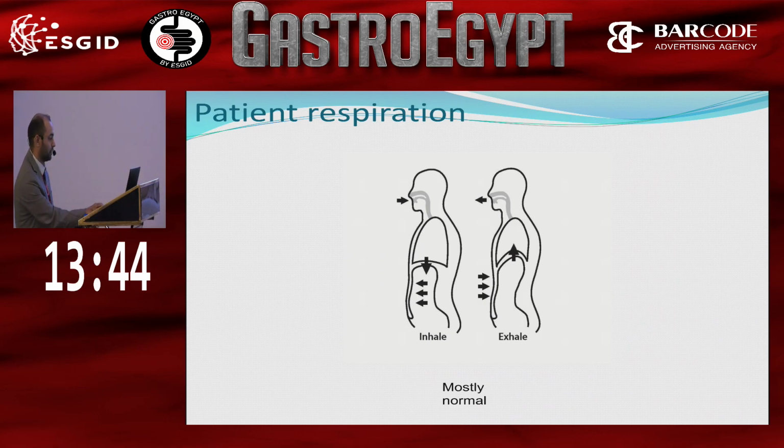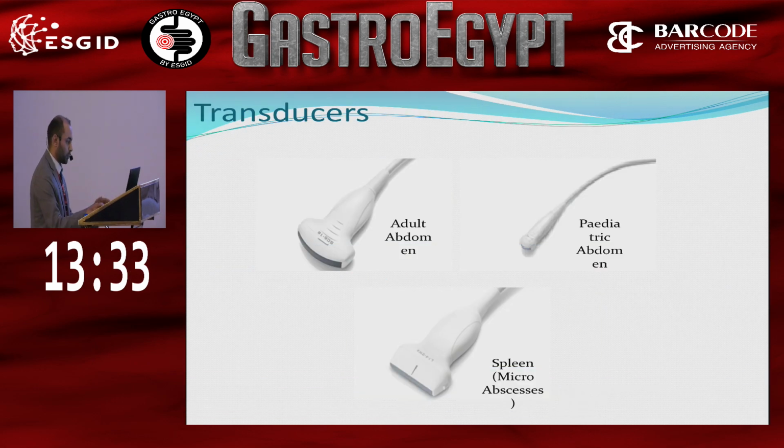Something important here is respiration. In abdominal ultrasound, I have to ask the patient to take a deep breath to make organs more prominent. Okay. Probes: I have a probe for adults and also a microconvex for pediatrics. May I use the superficial probe for spleen microabscesses?